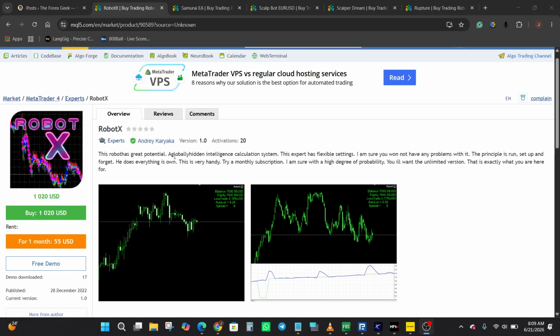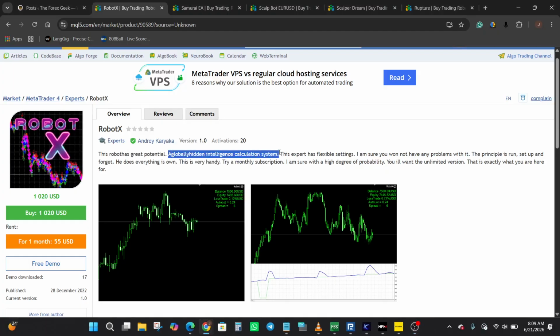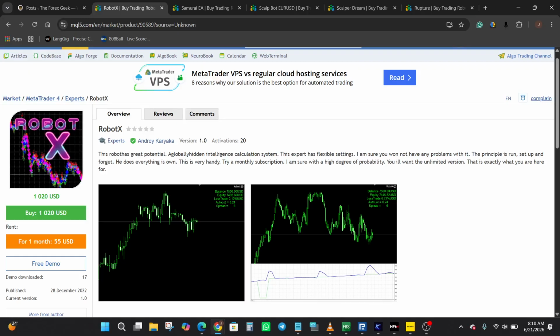Now, there is not much information presented here, but regardless, looking through the description, the developer presents RobotX EA as a fully automated trading system with what is described as a globally hidden intelligence calculation system. The description also highlights that the EA comes with flexible settings, allowing users to adjust its behavior according to their own preferences and risk approach.